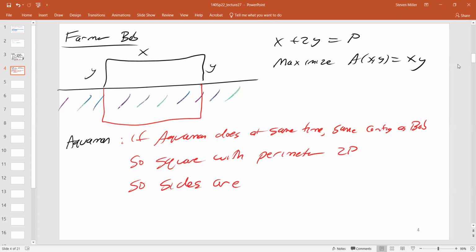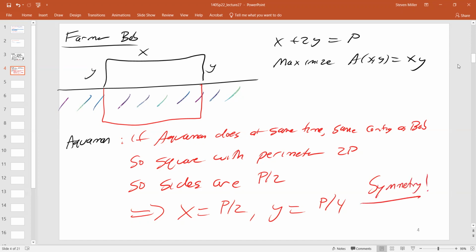If it's a square with perimeter 2p, each side is p over 2. Therefore, x equals p over 2 and y equals p over 4. And you can see that p over 2 plus 2p over 4 does equal p. So what I love about this is that it emphasizes the power of symmetry, and also reducing to what you know. This is an absolutely wonderful problem. We don't have to do any more calculation. And again, this is just a great way to motivate what we're going to be doing with the integrals.